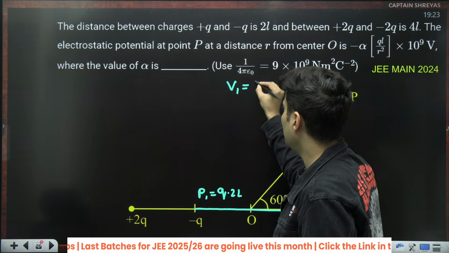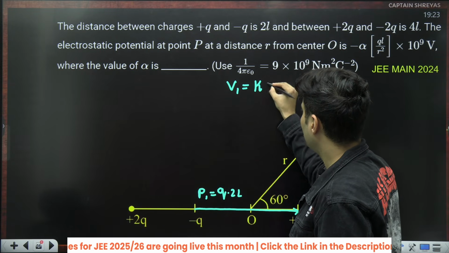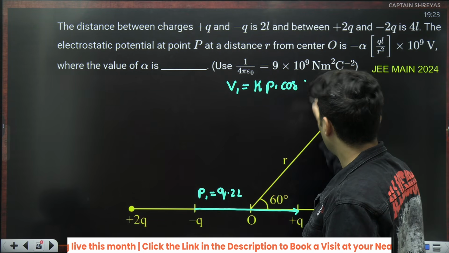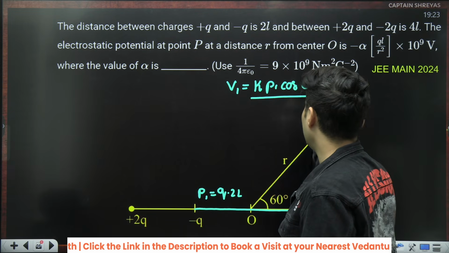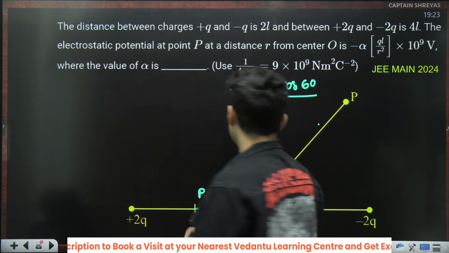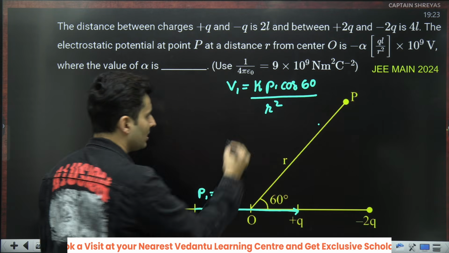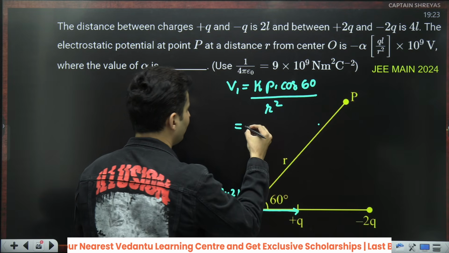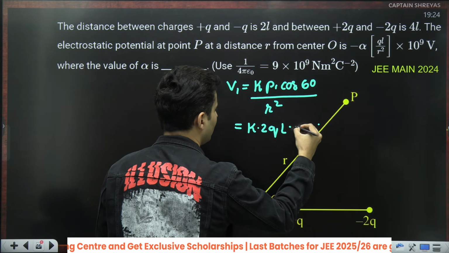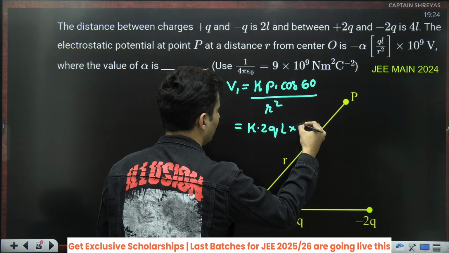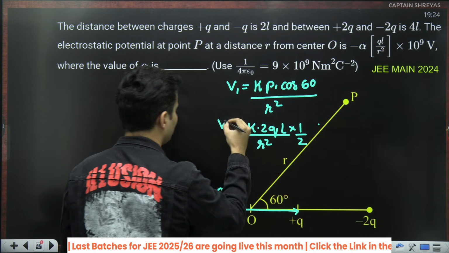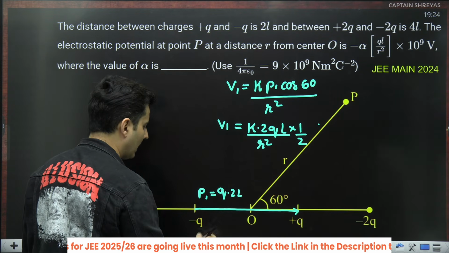using the formula K P cos theta, cos of 60, whole thing divided by R square. That is what it is. P is basically 2QL. So K into 2QL cos 60, which is basically half, and over here you have R square. That is the potential due to this set of dipoles.